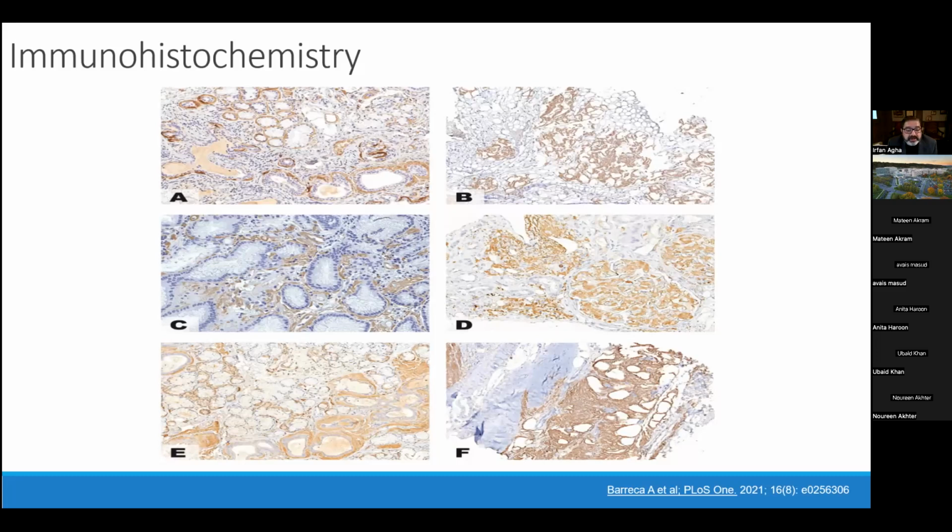And then panel F is from the joint complex of a patient. And this is beta-2 microglobulin that we see in patients with kidney disease who have been on dialysis for a period of time. So you can see how immunohistochemistry can help you in identifying the type of amyloid, but it is not error-free. In fact, it is quite error-prone.